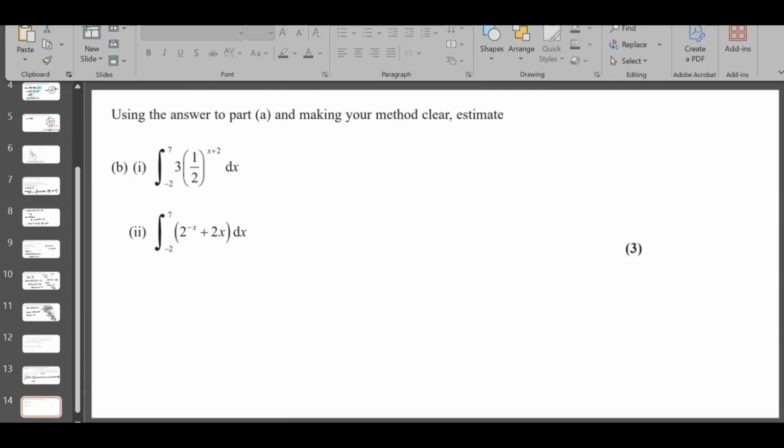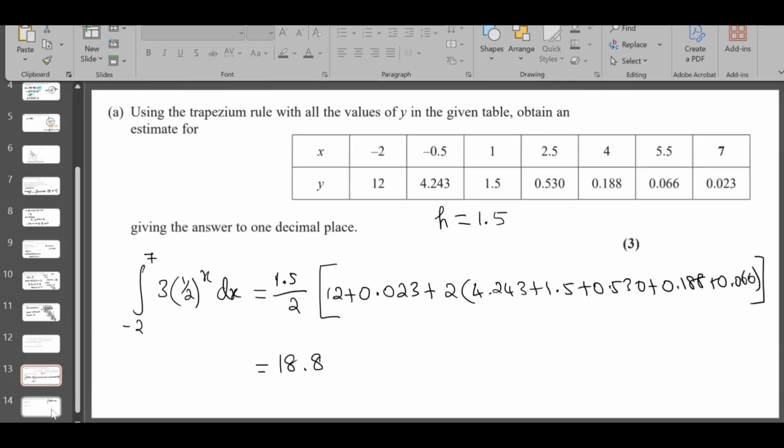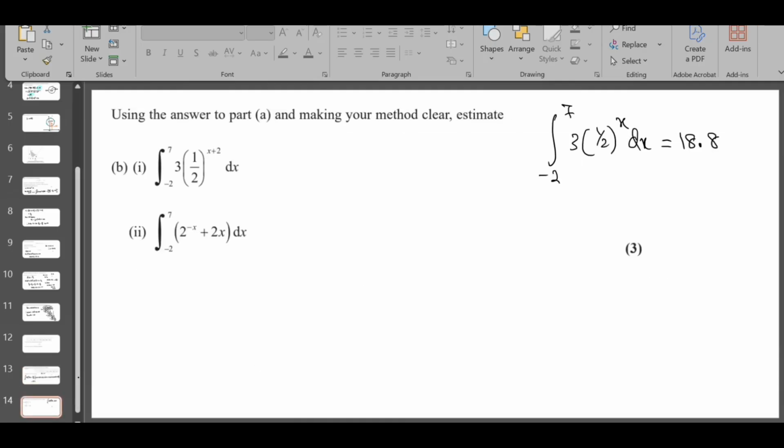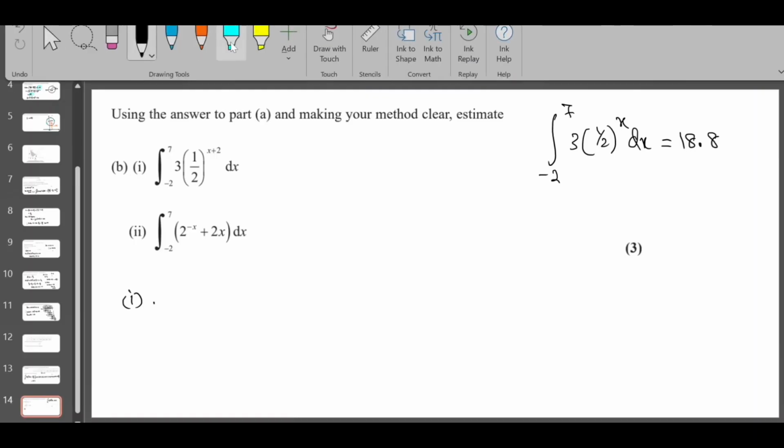Let's look at part B. Use your answer to part A. Answer to part A is this: integral from minus 2 to 7 of 3 times half power x dx is 18.8. Is the function correct? Yes. Now they want us to calculate this. I'm going to take the first one. We need only 1 over 2 power x times 3, not power x plus 2. So I'm going to split it and write it as 3 times 1 over 2 to the power x times 1 over 2 to the power 2 dx.